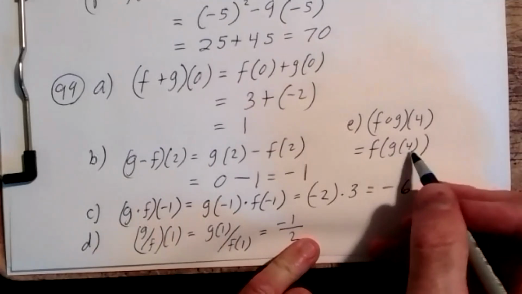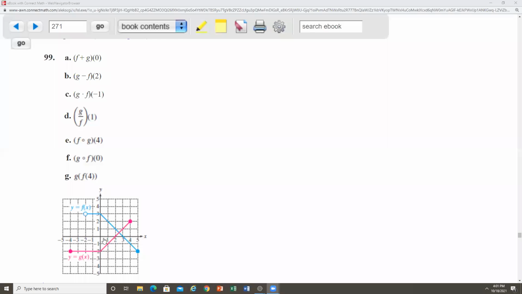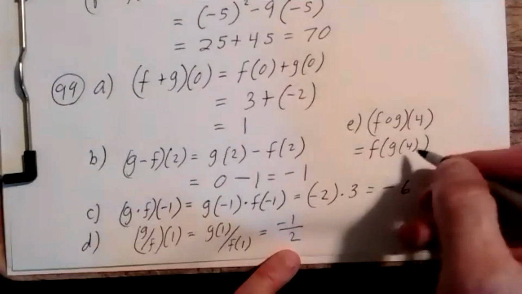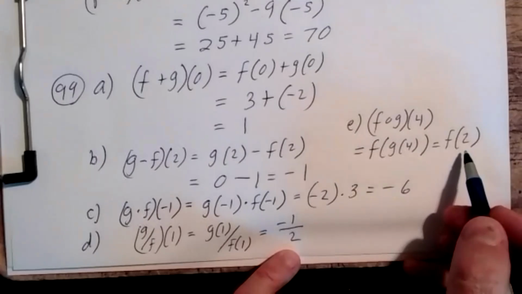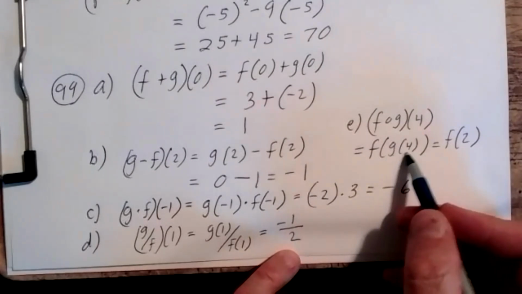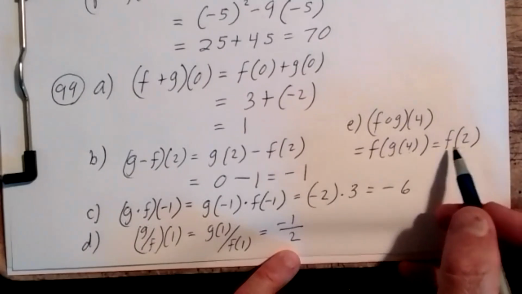What's g of 4? We go to our graph to find out. So we put 4 into function g, and what do we get out? You put 4 in and you get out what? 2. So g of 4 is equal to 2. G of 4, which is 2, now becomes the input in the function f. So now we have to evaluate, see, g of 4 we found was 2 from the graph.